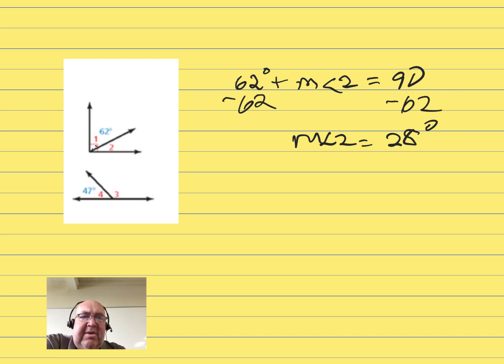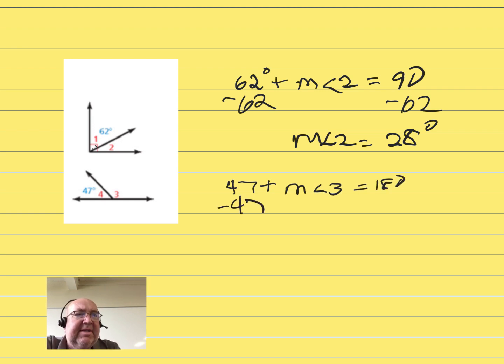Likewise, we know that the collinear pair 3 and 4 are on the same line, which is going to be 180 degrees. So we're going to have 47 plus the measure of angle 3 is equal to 180. We're going to subtract 47 from both sides, and we're going to get the measure of angle 3 is going to be 133 degrees.